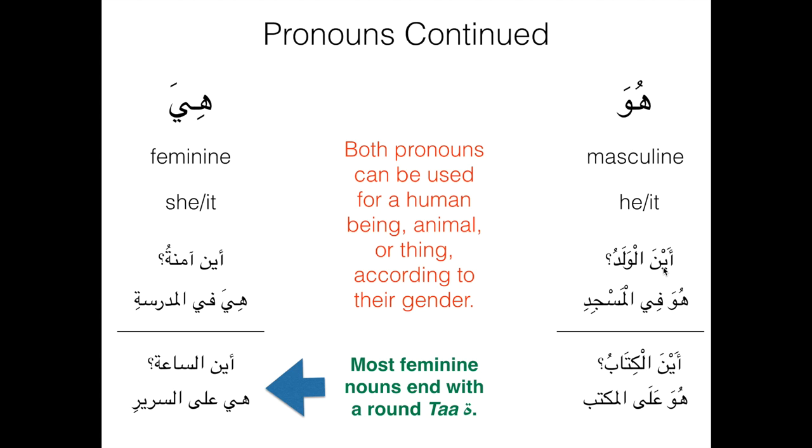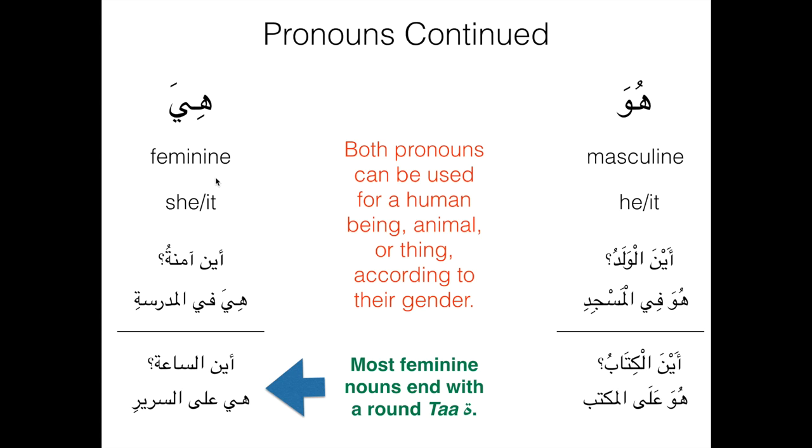Let's take a look at an example. أين الولد? Where is the boy? هو في المسجد. He is in the mosque. أين الكتاب? Where is the book? Now the book is not human, but look how we refer to the book. هو على المكتب. It is on the table.